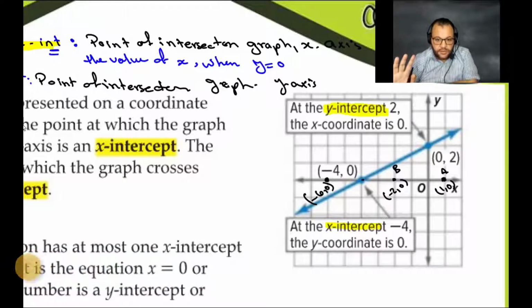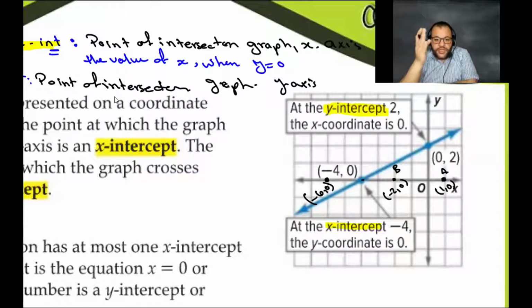The same goes for the y-intercept. What is the meaning of the y-intercept? The point of intersection between the graph and the y-axis, when the x value is 0. Farhan, just 1 minute, please. Do you understand this one? Just wait until I explain it.